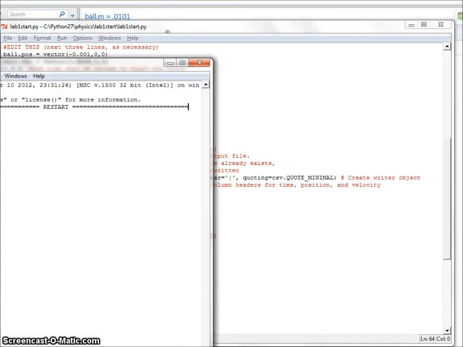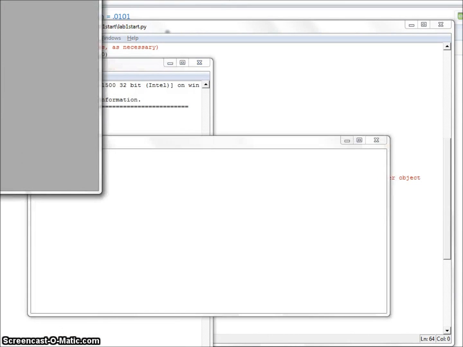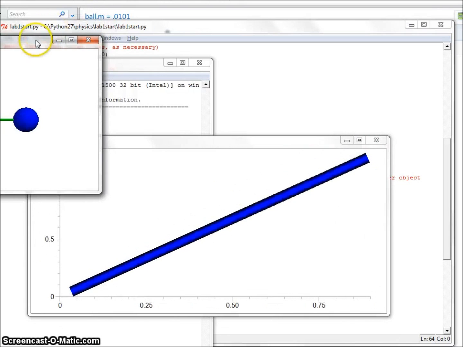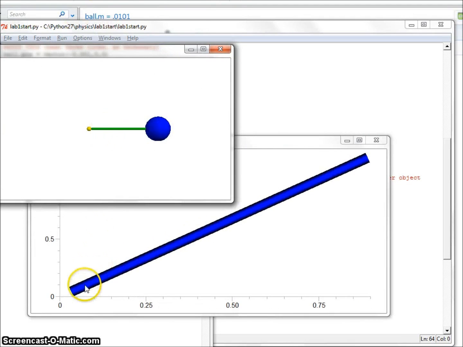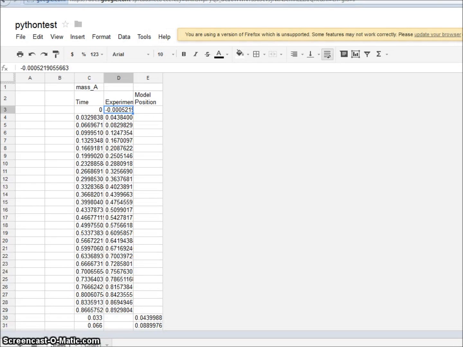When we execute this model, we will see that the ball will move from left to right and will move along the positive x-axis. Here we have our raw time and position data from our experiment and our model.